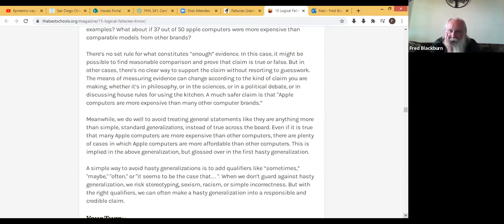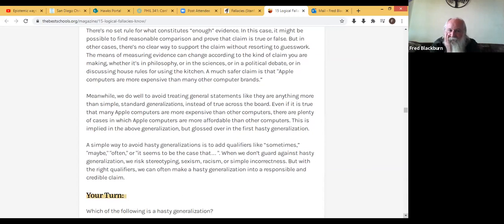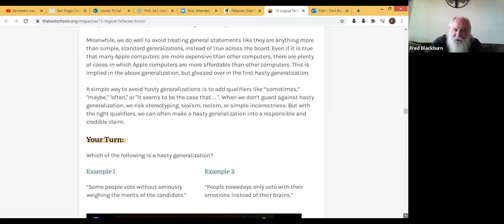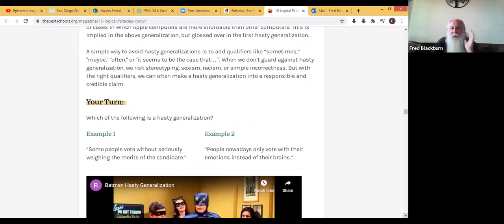A much safer claim is that Apple computers are more expensive than many other computer brands. And this is good. This last paragraph, and this was just drilled into me over and over again as a philosopher. A simple way to avoid this is to add qualifiers to your statements. So you add things like sometimes, often, maybe, it seems to be the case. And I just think it's a helpful way to avoid this sort of argument or this sort of clash you can get with people when you speak in these absolute sorts of terms.